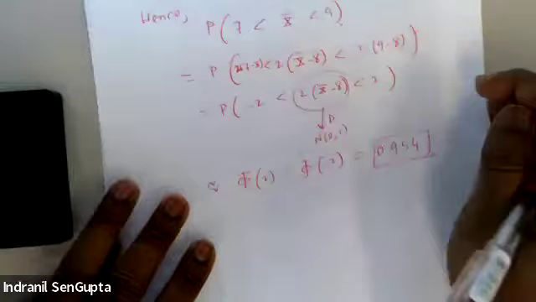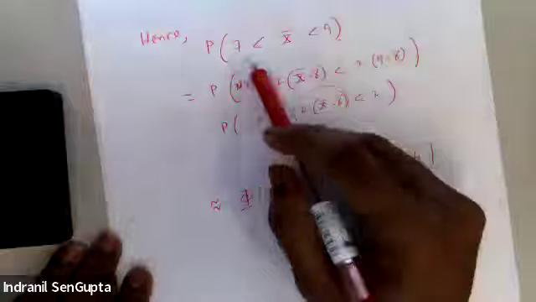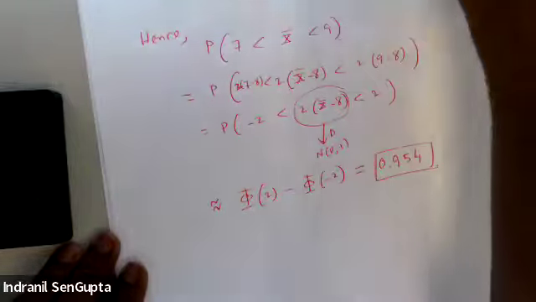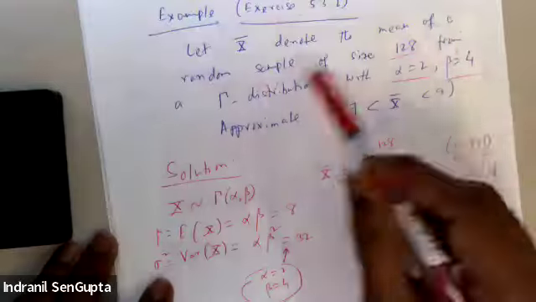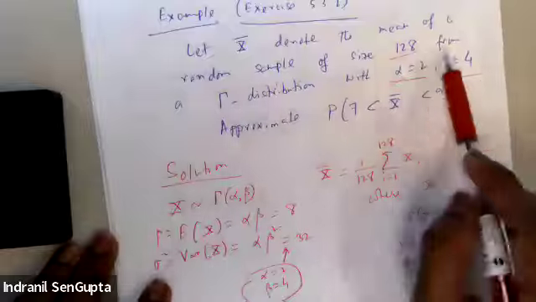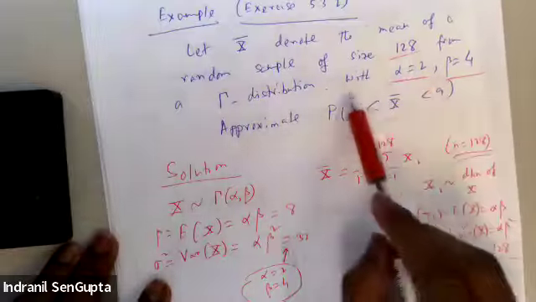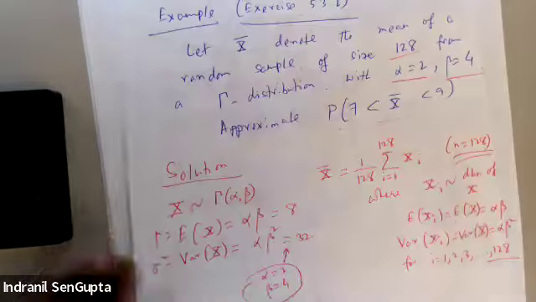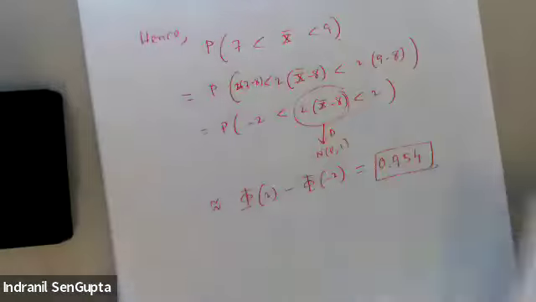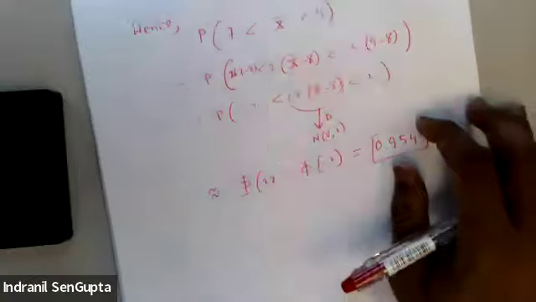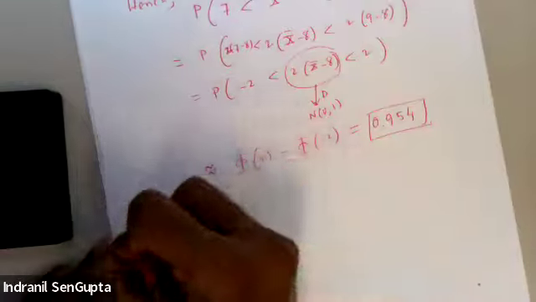So the probability that X bar is between 7 and 9 is 0.954, where X bar denotes the mean of a random sample of size 128 from a gamma distribution. This is a very powerful way of computing or approximating some probabilities using the central limit theorem.